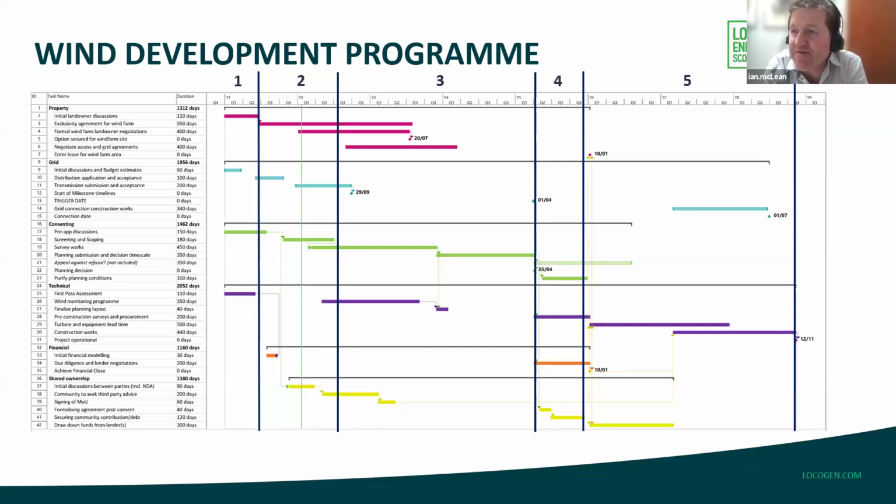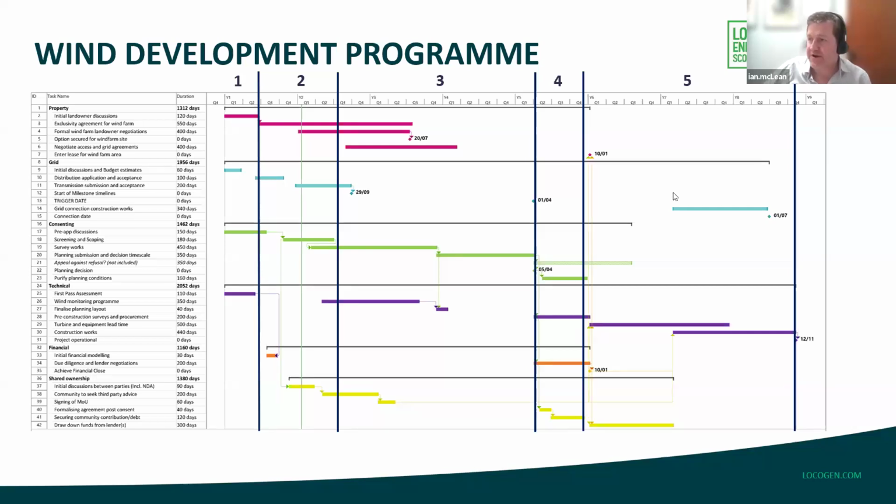On consenting, in terms of timeframes, you can see here that we have included 2 years of survey works, and that's pretty standard. That 2 years of survey works is pretty much down to the bird survey works that are required for the majority of large wind farm sites. Sometimes we can argue for a reduced period of survey, but often the full 2 years will be needed.